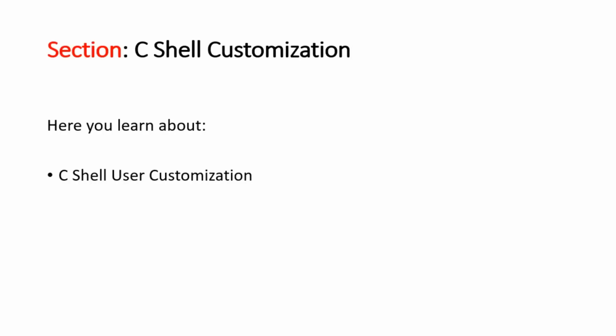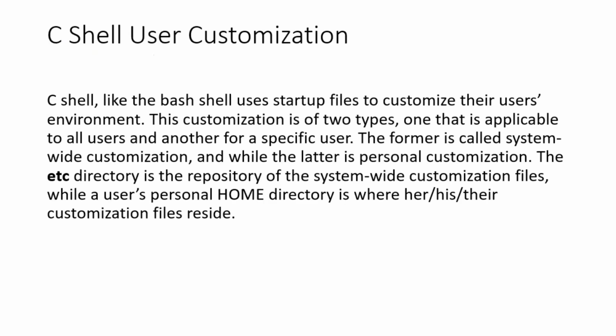Hello and welcome to the new section, C Shell Customization. Here you will learn about C Shell user customization. C Shell, like the Bash shell, uses startup files to customize their user's environment. This customization is of two types: one that is applicable to all users and another for a specific user. The former is called system-wide customization, while the latter is personal customization.